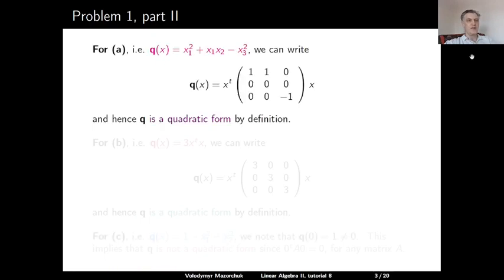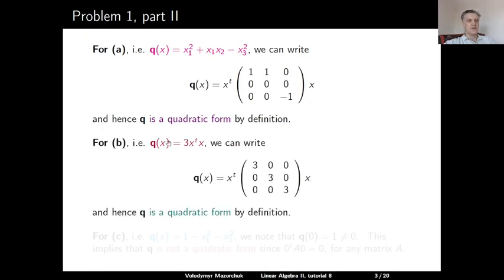So for A, we have the formula Q of x is equal to x1 squared plus x1 x2 minus x3 squared. In this case, we can write Q of x as x transposed times the matrix 1, 1, 0, 0, 0, 0, 0, 0, minus 1 times x. So this one corresponds to x1 squared, this one will give us x1 x2, and this minus 1 will give us minus x3 squared. So this Q is a quadratic form by definition.